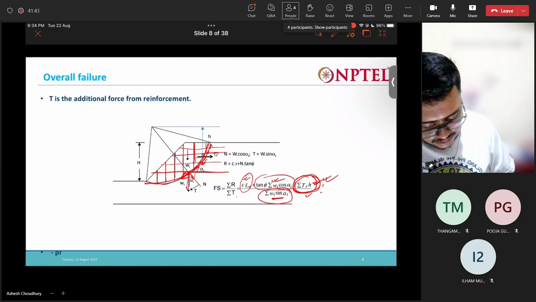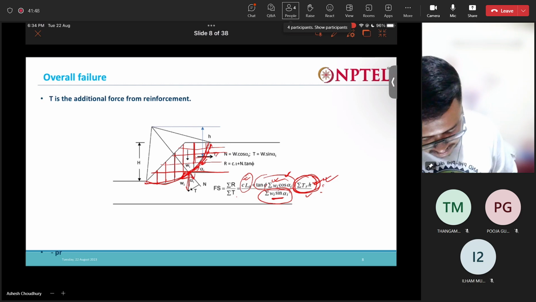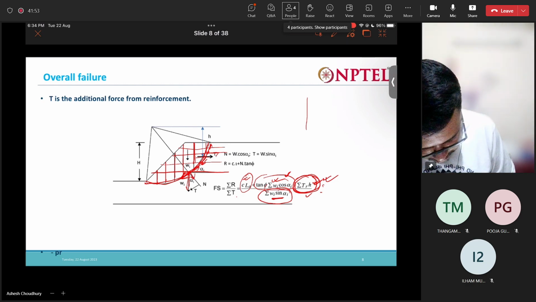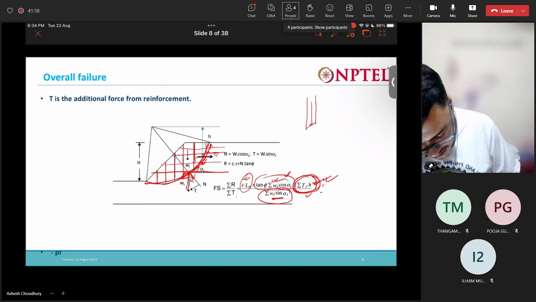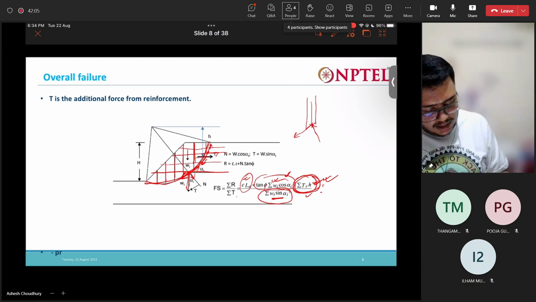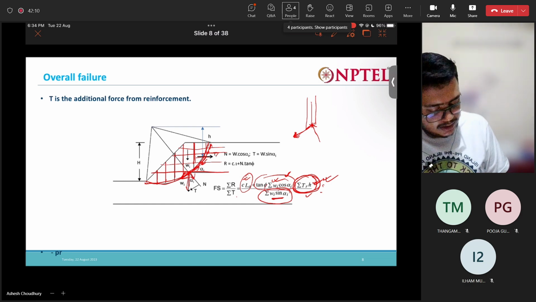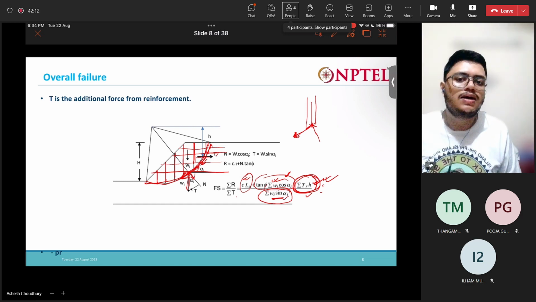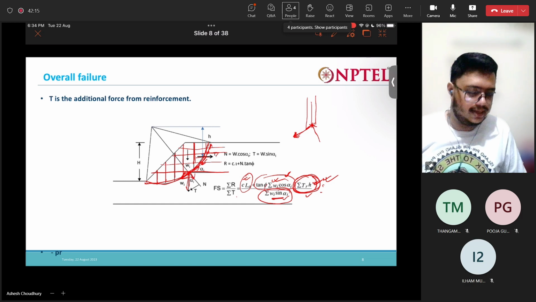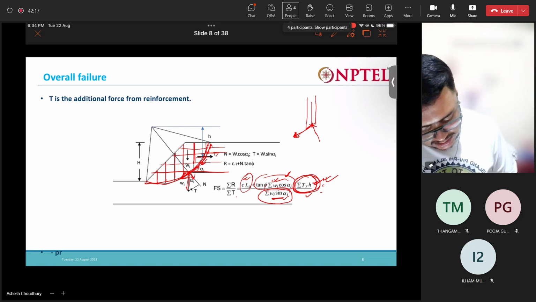So one component of the weight, you can see, is the normal force. Let me draw it here. Say this is one wedge. So this is the weight that is acting here. One component of the weight will be acting like that, and the other component of the weight is acting like that. All right, so this component of the weight is nothing but Wi sine alpha. This is actually causing the failure, causing the sliding.